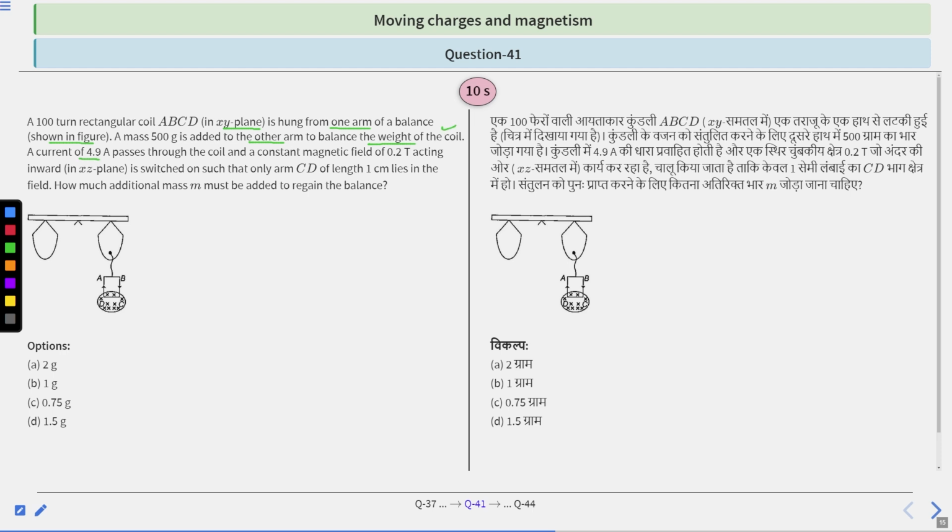A current of 4.9 ampere passes through the coil and a constant magnetic field of 0.2 Tesla acting inward in the XZ plane is switched on such that only arm CD of length 1 centimeter lies in the field. How much additional mass M must be added to regain the balance? Options: A is 2 gram, B is 1 gram, C is 0.75 gram, and D is 1.5 gram. So which option is correct? You have 10 seconds to solve this question. After 10 seconds, we will provide the solution.